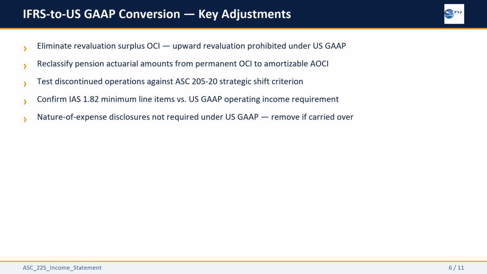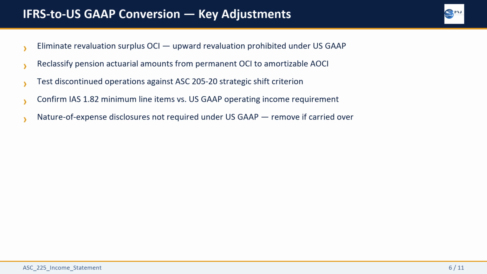When advising on an IFRS to US GAAP conversion, three adjustments always require attention. First, eliminate any revaluation surplus sitting in OCI. US GAAP does not permit the upward revaluation of PP&E or intangibles, so that balance must be unwound. Second, reclassify pension actuarial amounts. What was a permanent OCI item under IAS 19 becomes an amortizable AOCI balance under ASC 715, with amortization phased into net income over time.